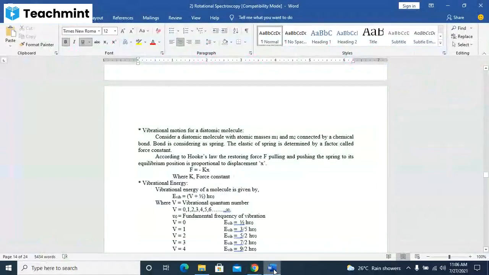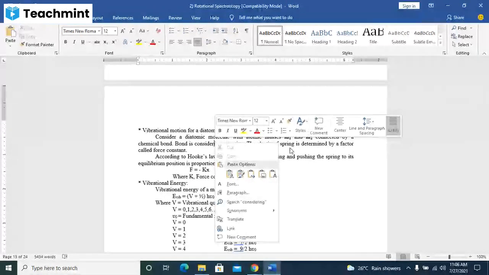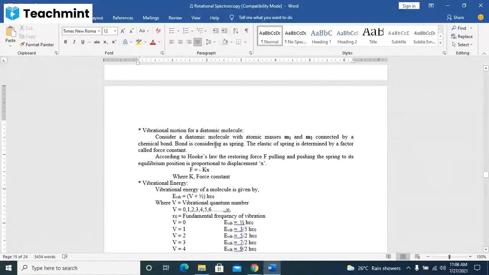We have to see the vibrational motion for the diatomic molecule. For this purpose, we have to consider the diatomic molecule with the masses M1 and M2. One atom has mass M1, the other has mass M2, connected by a chemical bond, and the chemical bond is considered as a spring.